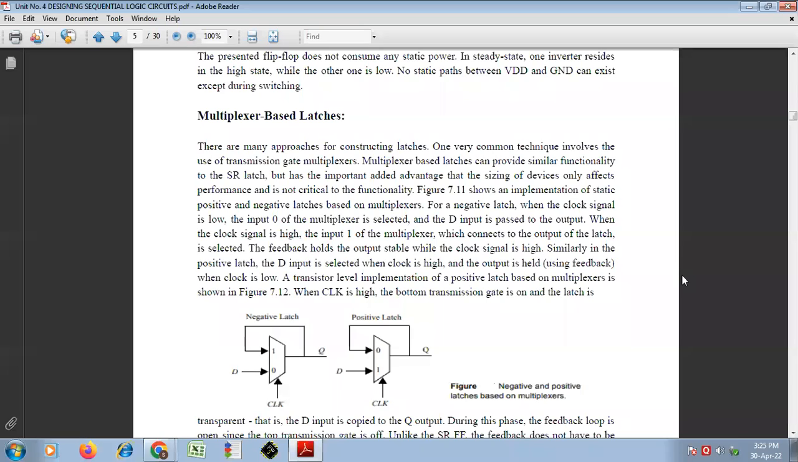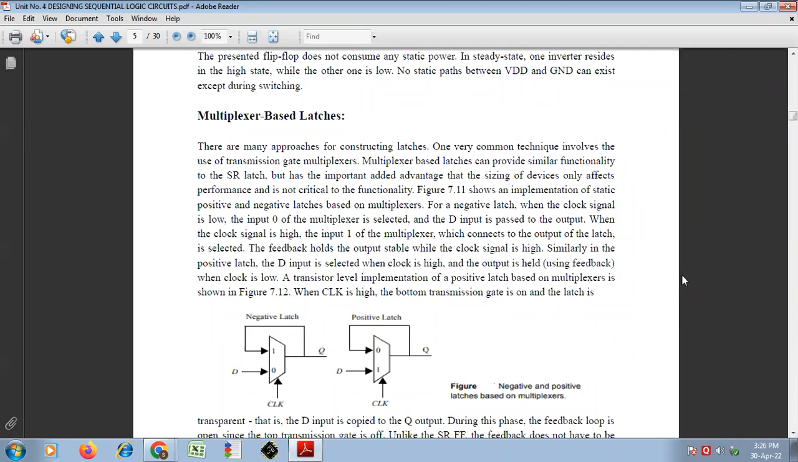Okay, so in the last lecture, we started with unit number 4. Then we studied the basic principle of sequential circuits. What do you mean by sequential circuits? Then how it differs from the combinational logic circuits. Then we studied the SR flip flop, then static latches and register.